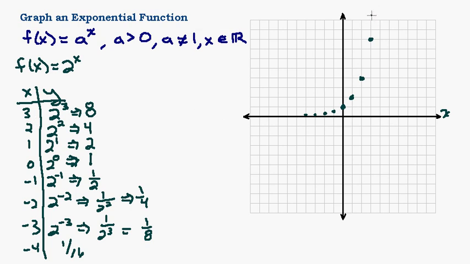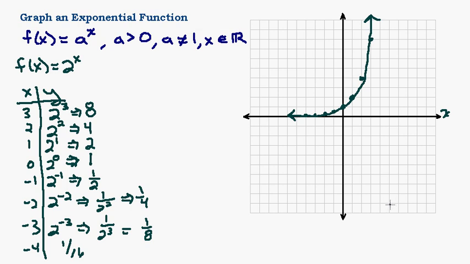So it really shoots up, and then it comes down. Try to draw this as best I can and get all these points. All right, it's going to look something like that. All right, that is the graph of f of x equals 2 to the x power.